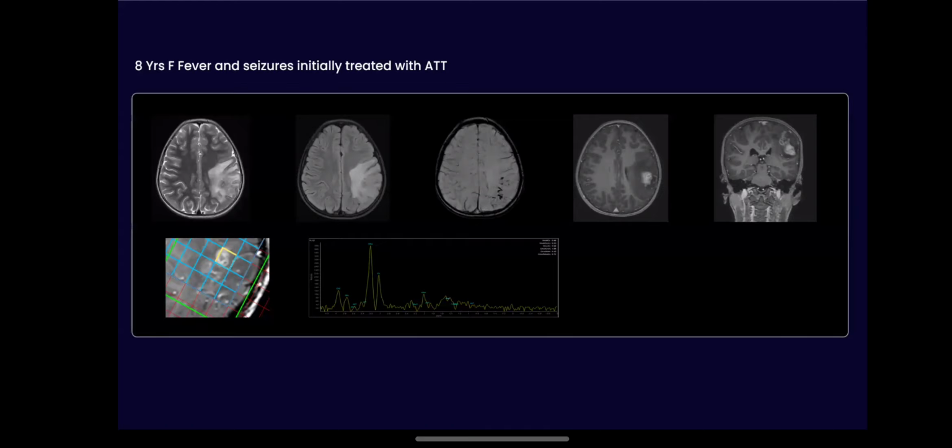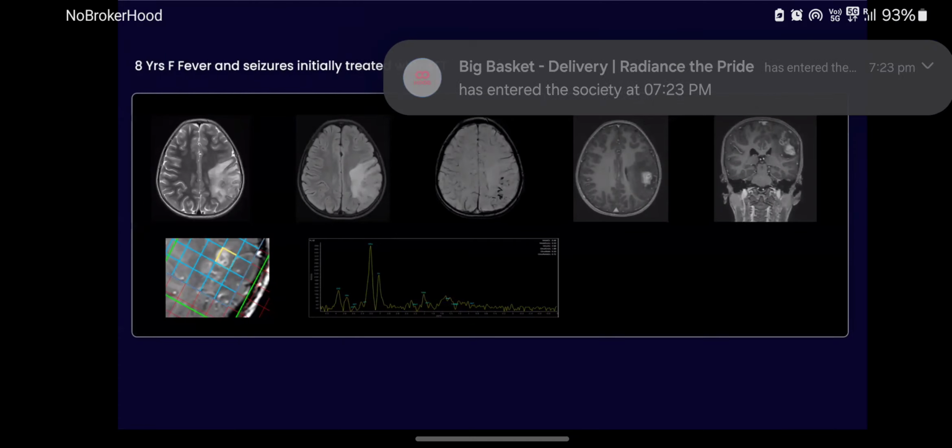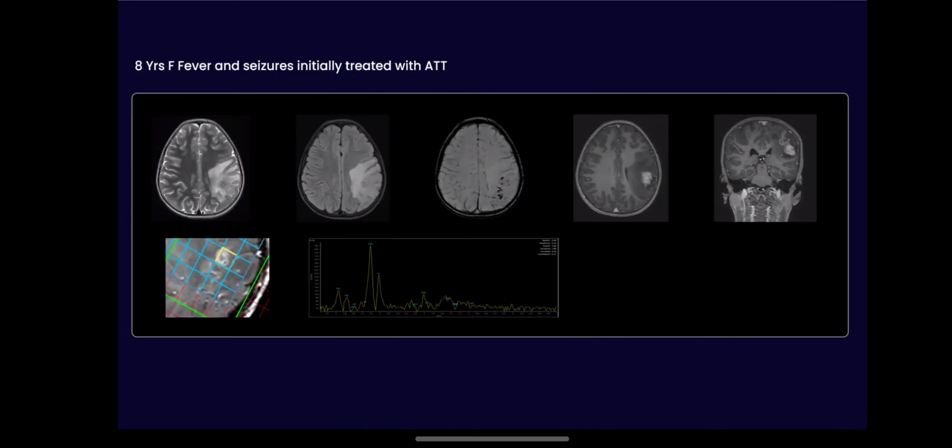Here we have an 8-year-old female with fever and seizures. She was initially treated with anti-tubercular therapy. Now, particularly in the Indian subcontinent, we know there's going to be attrition. There's going to be loss to follow-up. Patients are not really going to abide with the extremely long treatment plan. So we are very comfortable in calling something tuberculosis, particularly in the context of not being able to see any improvement on MR imaging with anti-tubercular therapy. We usually associate it with the patient probably not abiding with the medical management, right?